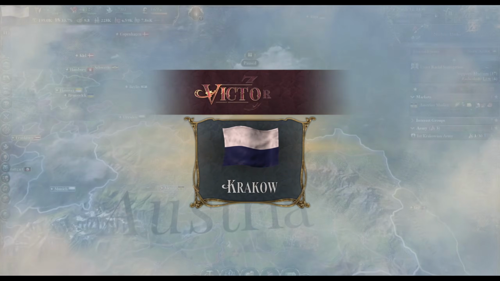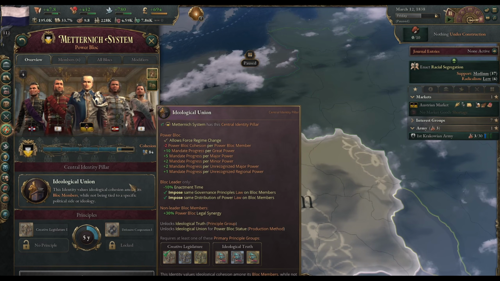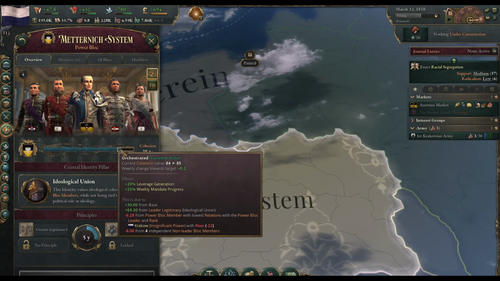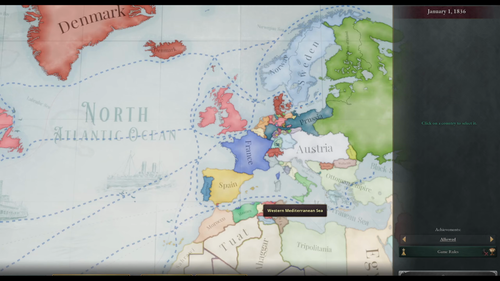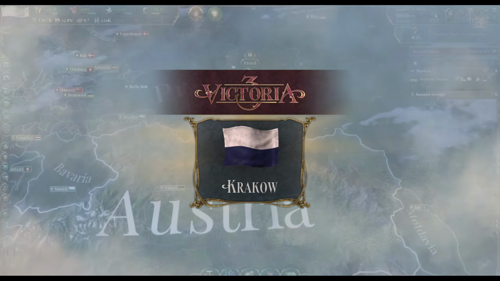And be cautious if you want to use that strategy as Krakow. Austria can regime change you through the power block interaction. They will do so if they have more than 75 cohesion and your ideological opinion is below minus 50. According to the game files, the AI should not use it very often, but it will be hurtful if they use it. But let's say you don't care about your relationship with your overlord or you even want bad relations.